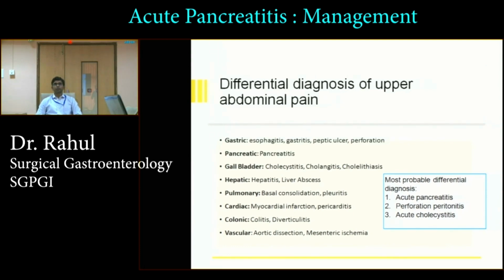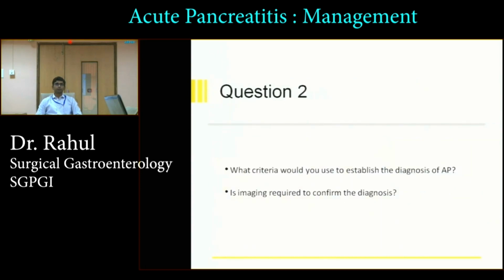But the most probable differential diagnoses for acute abdomen involving the upper part of the abdomen are acute pancreatitis, peptic ulcer perforation, and acute cholecystitis. So what are the criteria? There must be diagnostic criteria for acute pancreatitis so that we can establish the diagnosis in patients with acute abdomen, and we should know what imaging to do to confirm it if required.